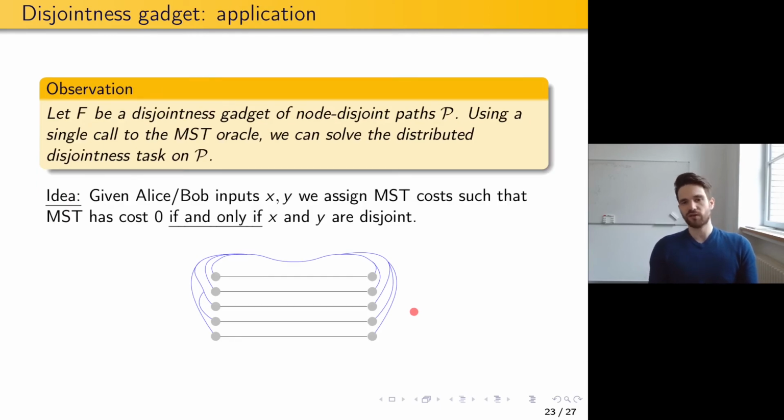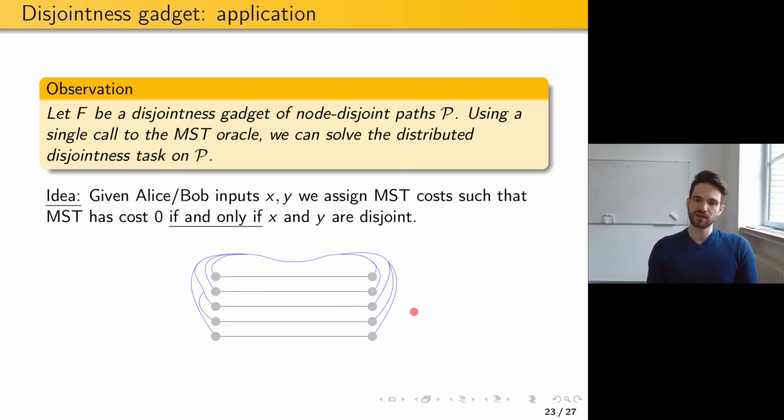Okay, so now the question is, how do we use these disjointness gadgets? The observation here is that if you have a disjointness gadget on a set of node-disjoint paths, then using a single call to the MST oracle, you can solve the distributed disjointness task on P. Alright, so why does this observation work? What's the idea?